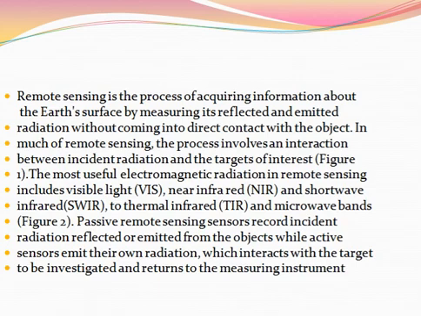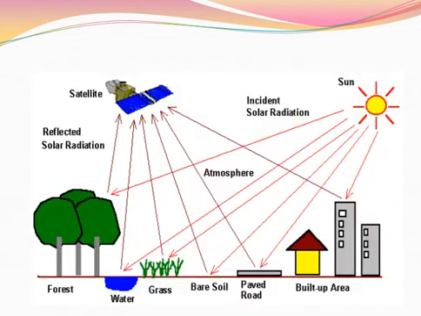Then, it is a process of acquiring information about the Earth's surface by measuring its reflected and emitted radiation without coming into direct contact with the object. In much of remote sensing, the process involves an interaction between incident radiation and targets of interest, that is easily depicted in the figure.